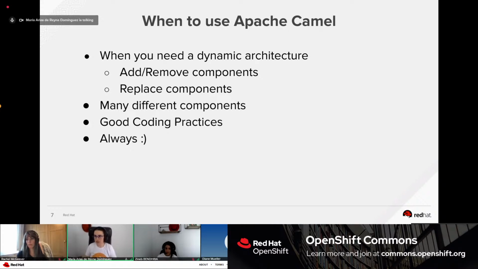But specifically, if you have a very dynamic architecture, so you have to add and remove steps of your workflow, or you want to be able to add and remove steps of your workflow easily, like replacing an FTP with S3 or replacing a database with Elasticsearch or whatever you can think of. Seriously, using Apache Camel will help you a lot in making this very easily.